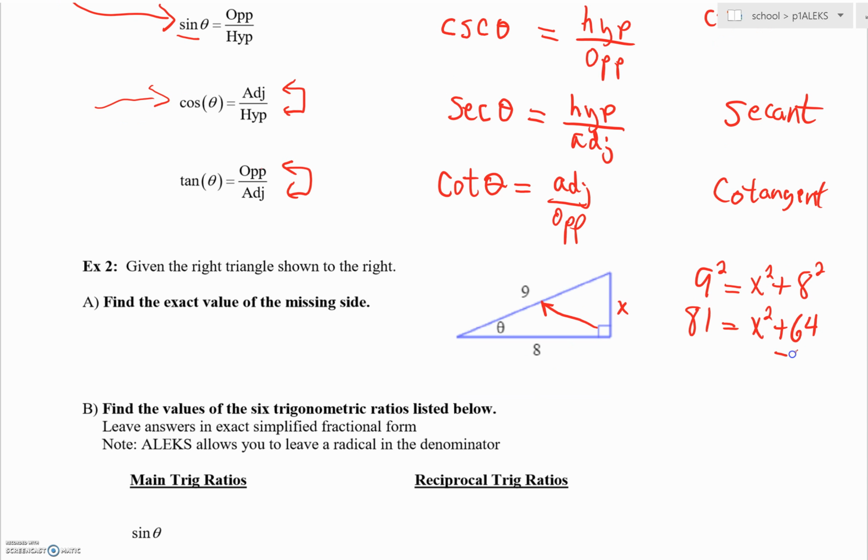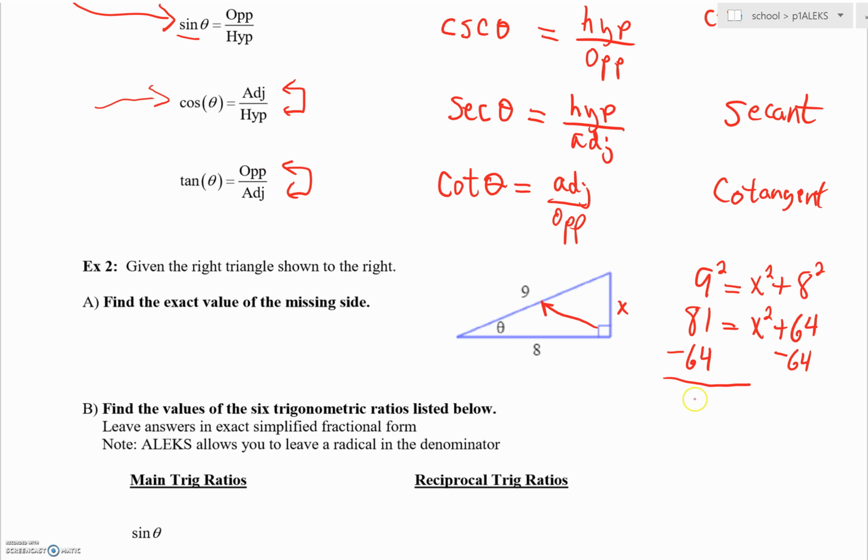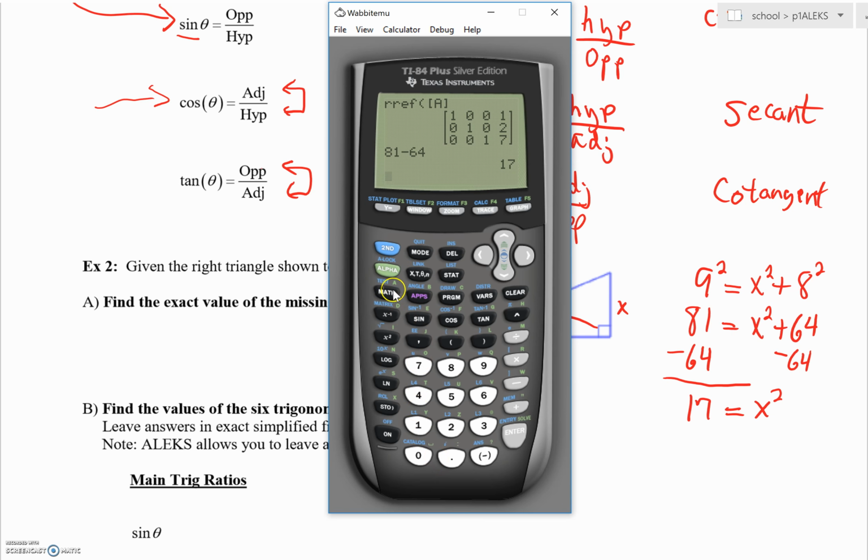And I'm going to subtract a 64 from both sides. And it won't take too long to see what we get. You are always more than welcome to use a calculator to get 81 minus 64. You can quickly see you're going to get 17. So you have x squared is equal to 17. You can double check if that works out when you take a square root. We're going to do that in a moment.